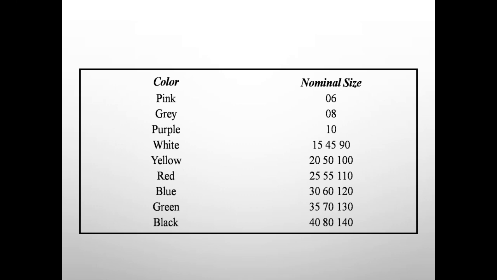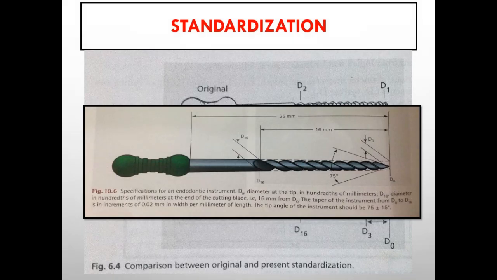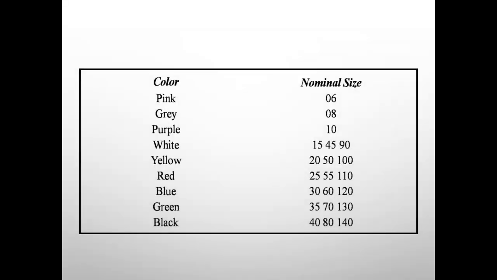And these are available in three sizes. Short is the 19 and 21 mm size, and standard size will be the 25 mm file, and long will be 28 to 31 mm. 28 mm and 31 mm variations are also available. And in this picture, I have shown a 25 mm standard file, and its color is green, which means that could be a 35, 70 or 130 number file.